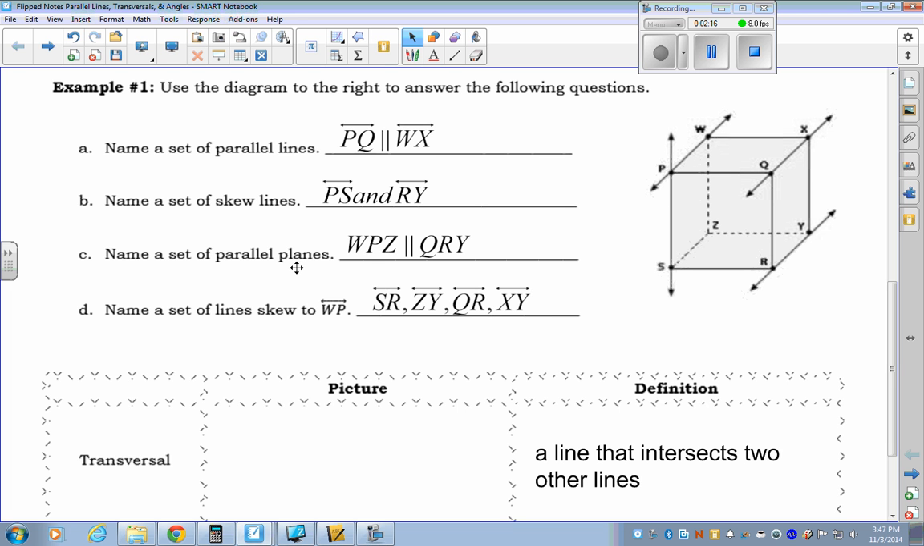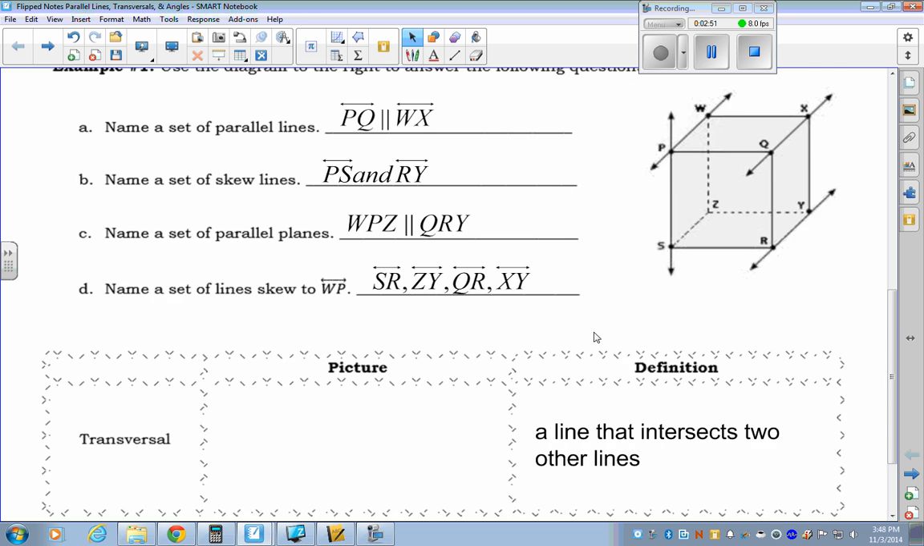Okay, name a set of parallel planes. So again, planes that run in the same direction. An example would be the top of the box and the bottom of the box. The left side of the box and the right side, the front and the back, all of those are parallel planes. So I picked plane WPZ, which is the left side, being parallel to plane QRY, which is the right side of the box. And then name a set of lines skew to WP. Again, you just need to name one set. So I picked SR, but also ZY, QR, or XY would also work.